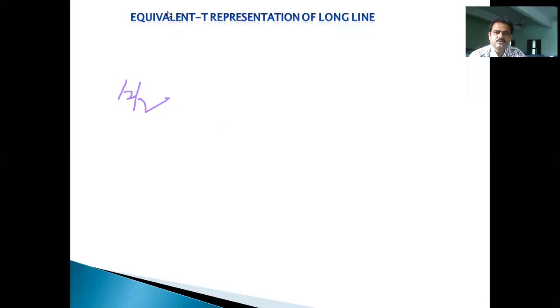Okay, now the same procedure we have to follow for the nominal T, the equivalent T, to get the equivalent T representation of the long transmission line. Now we have derived the equivalent pi model. The same procedure we have to follow while deriving the equivalent T representation. So try to solve that one.